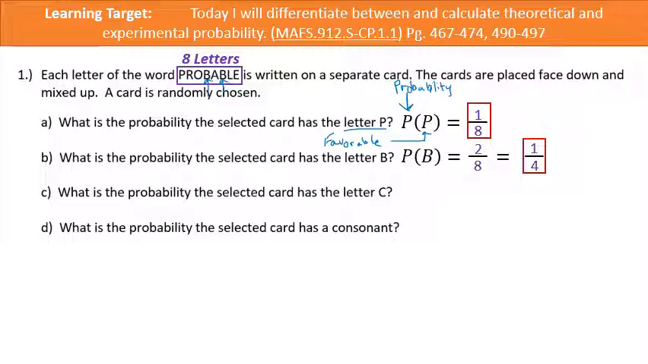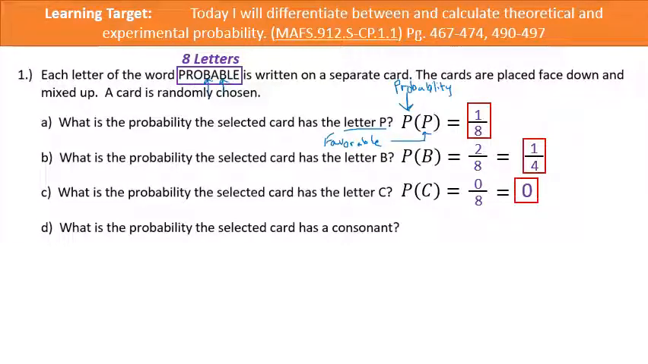All right, C. What's the probability that the selected card has the letter C on it? Probability that we get a C. Still going to be a fraction. Still 8 letters in there. How many of those letters are a C? I don't see any of them. So there are no C's in the word probable. That means the probability is going to be 0 out of 8, or we would just say 0. It's impossible for me to draw the letter C if the only letters in there are the ones in the word probable. Just not going to happen.